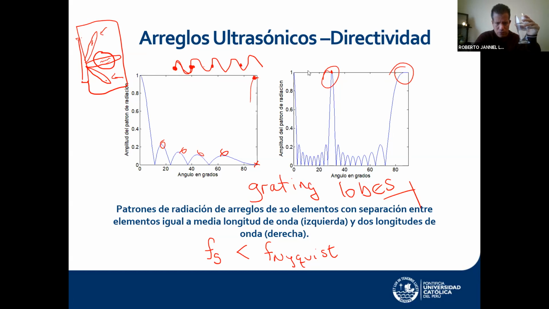Is it like a superposition of information that we don't want? Correct. That's exactly what it is.